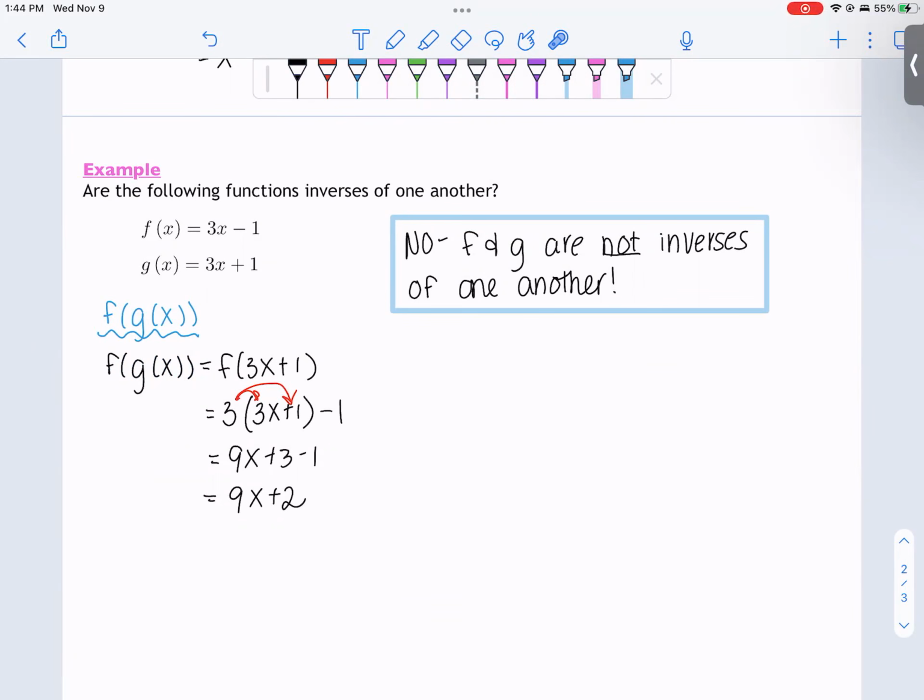So in our next video, which will be our last video of this section, we're going to talk about how to find inverses of functions. Not just are they inverses, but how do we find them?